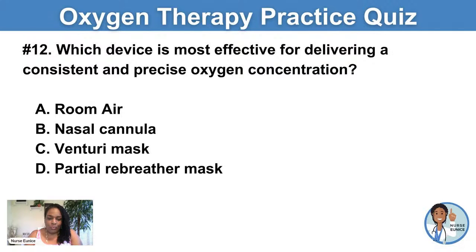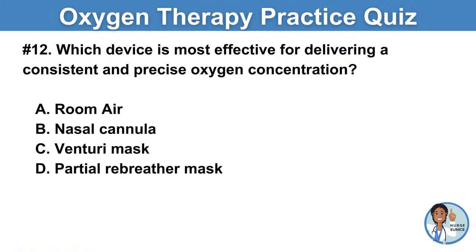Number 12, which device is most effective for delivering a consistent and precise oxygen concentration? Is it room air, nasal cannula, Venturi mask, or partial rebreather mask? And we discussed this during the lecture. Precise oxygen concentration. This is the one that had the different color valves, if that helps.